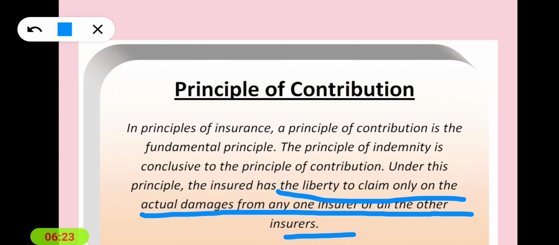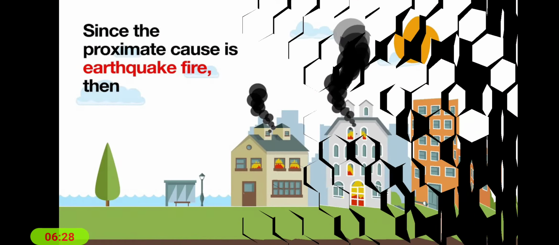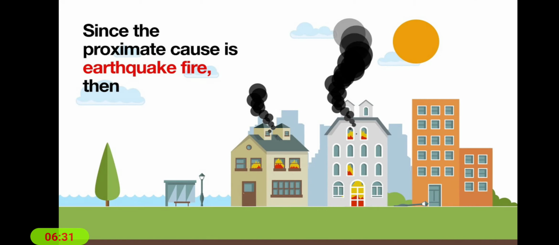Alright. The next principle is the principle of causa proxima. Proximate cause literally means the nearest cause or direct cause. This principle is applicable when the loss is the result of two or more causes. The proximate cause means the most dominant and most effective cause of loss is considered. The principle is applicable when there is a series of causes of damage or loss.